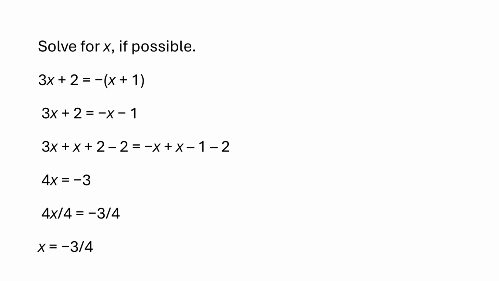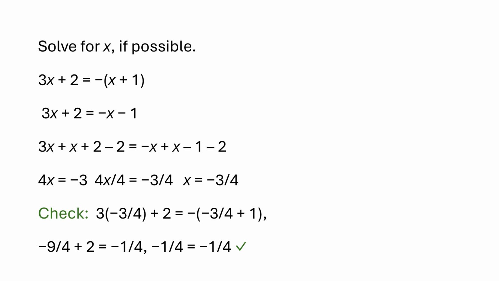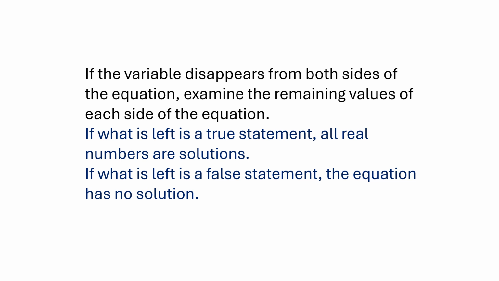Now we can check the answer. 3 times -3/4 plus 2 is -9/4 plus 2, which is going to be a -1/4. On the other side, we have a negative sign, a -3/4 plus 1, so it's a -1/4. So -1/4 equals -1/4, and again, everything checks.